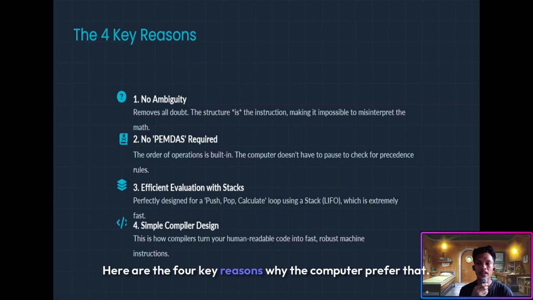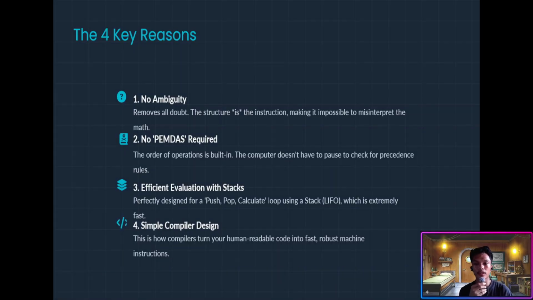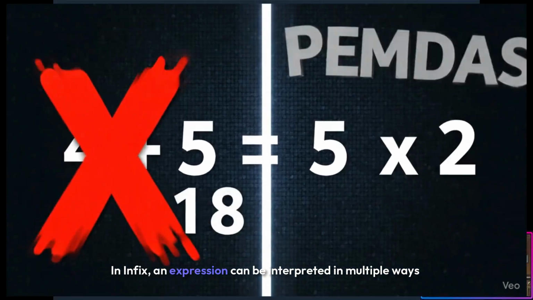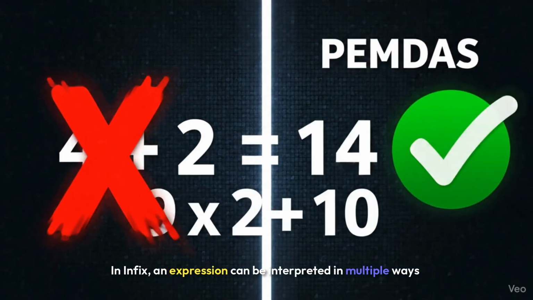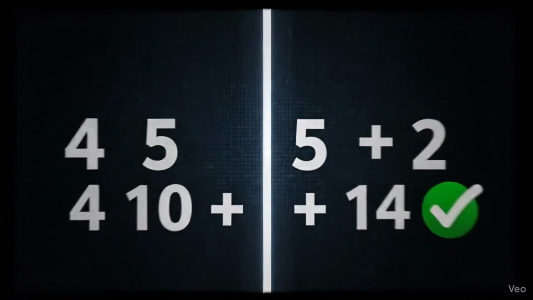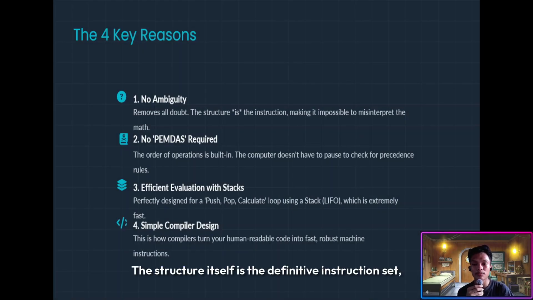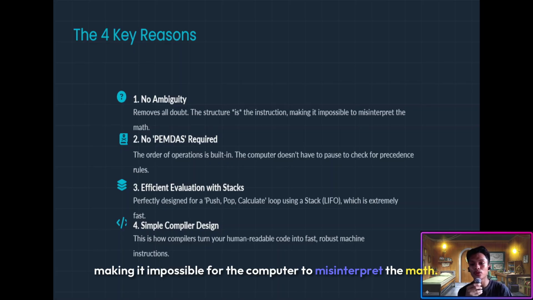Here are the 4 key reasons why the computer prefers these. First is no ambiguity. The biggest reason is that this conversion completely eliminates ambiguity. In infix, an expression can be interpreted in multiple ways unless you have extra rules. Postfix and prefix remove all that. The structure itself is the definitive instruction set, making it impossible for the computer to misinterpret the math.